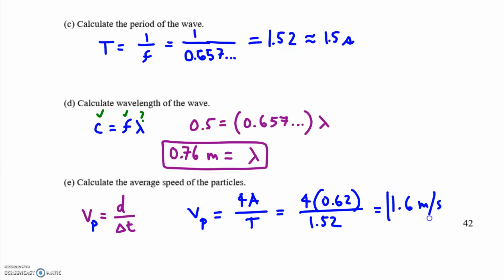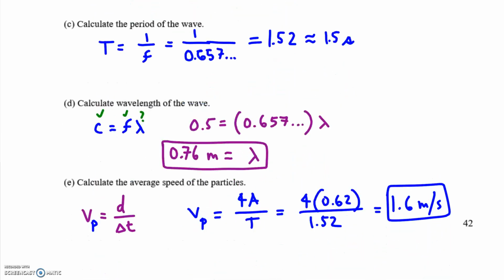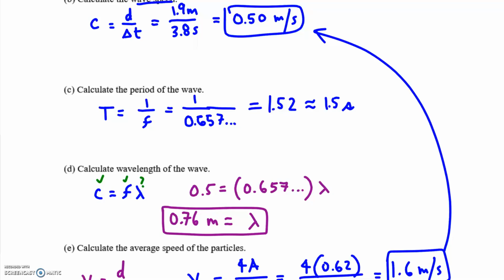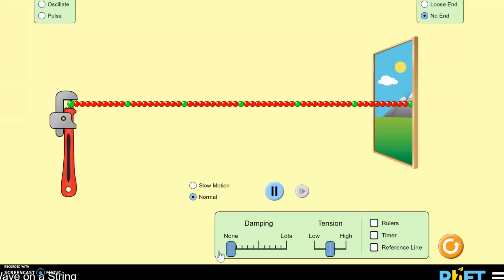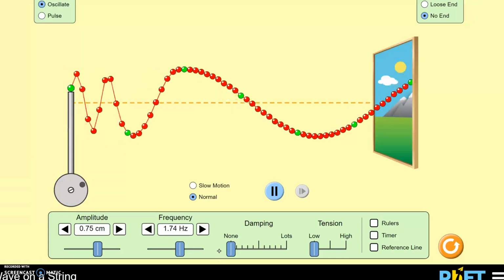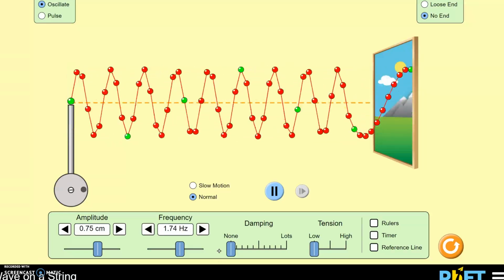So look at that. On average, the particles are going way faster. They're going way faster than the crests. See that? You've got some kind of wave where the particles are going up and down much faster and the crests are traveling across much slower.